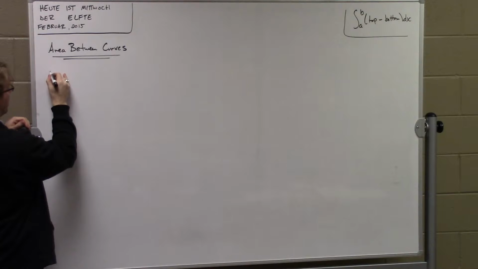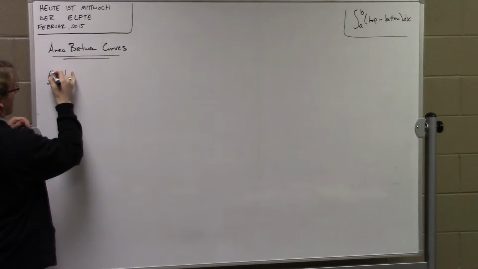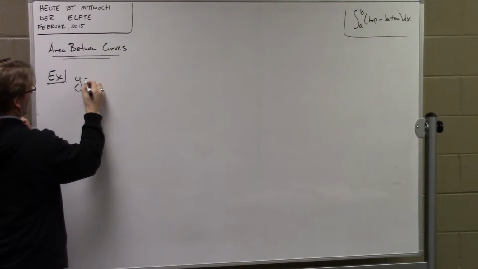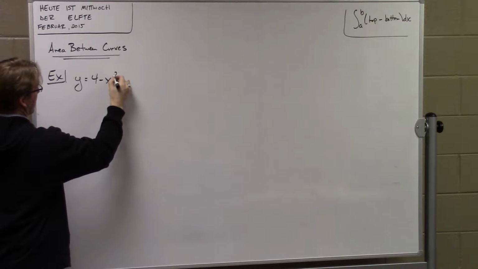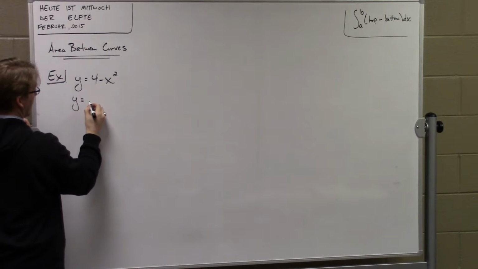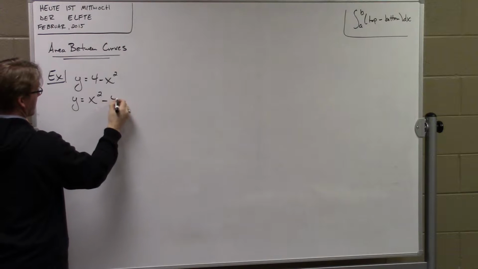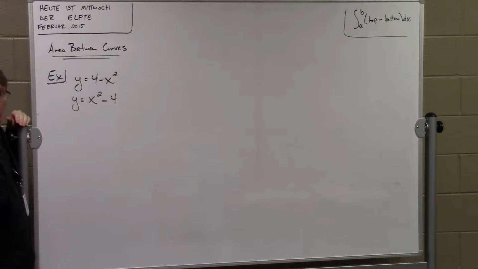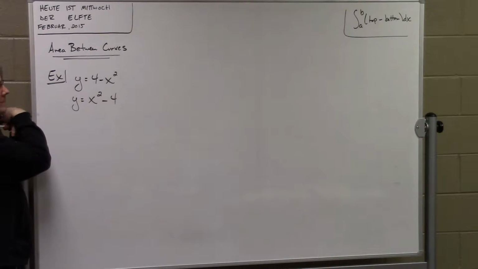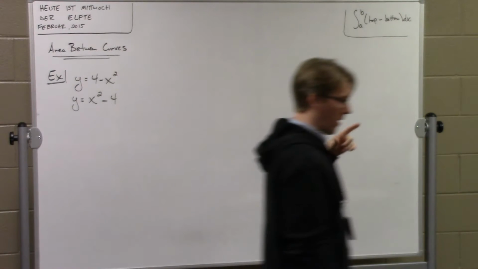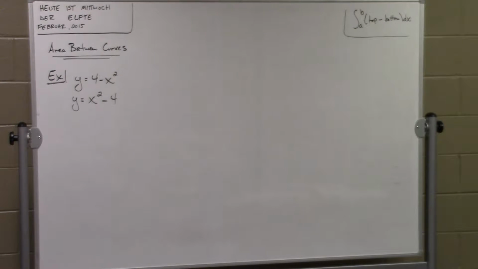All right, for this example, let's make it kind of easy. Number 1 is 4 minus x squared, and number 2 is x squared minus 4. That's all they tell you. Which one's on top? It's obvious that they're going to intersect, because one's at 4, one's at negative 4, and they're both just a normal parabola.